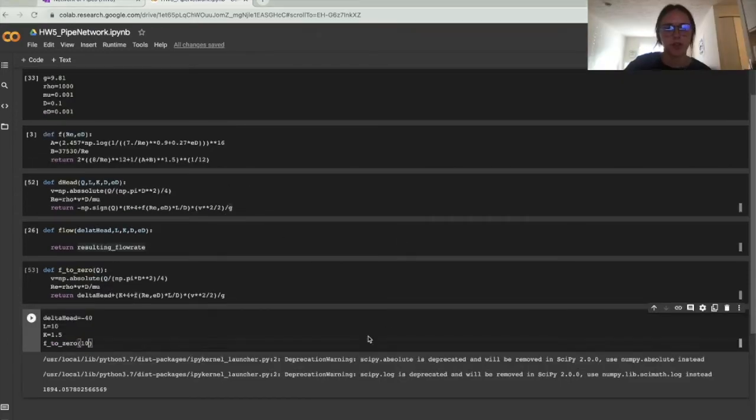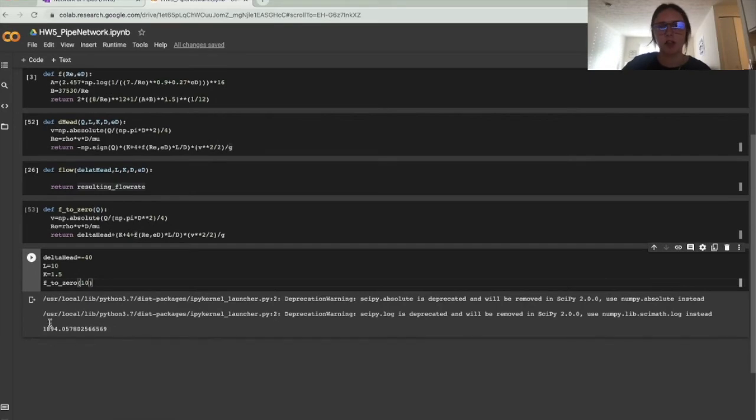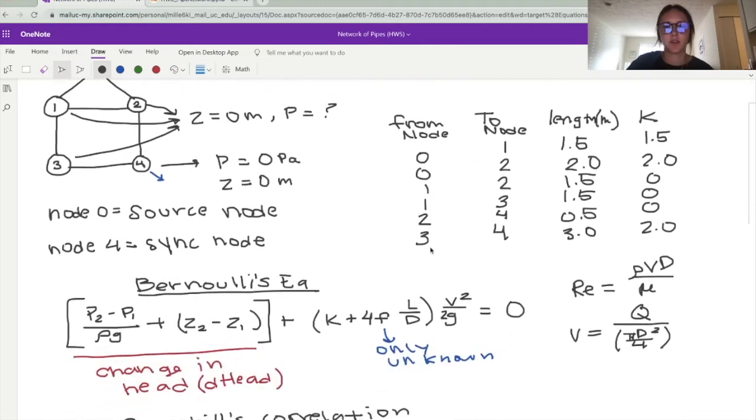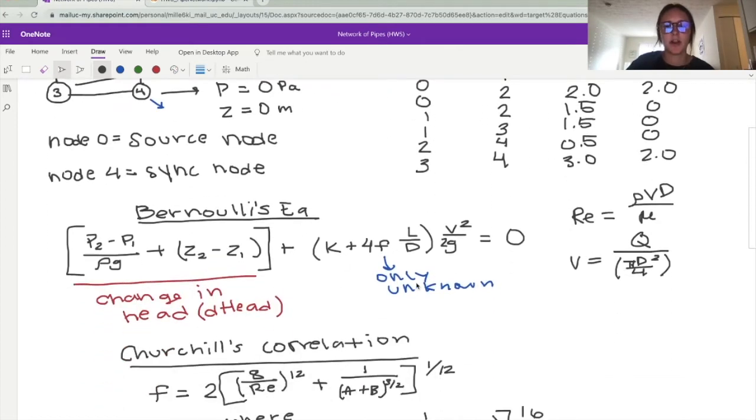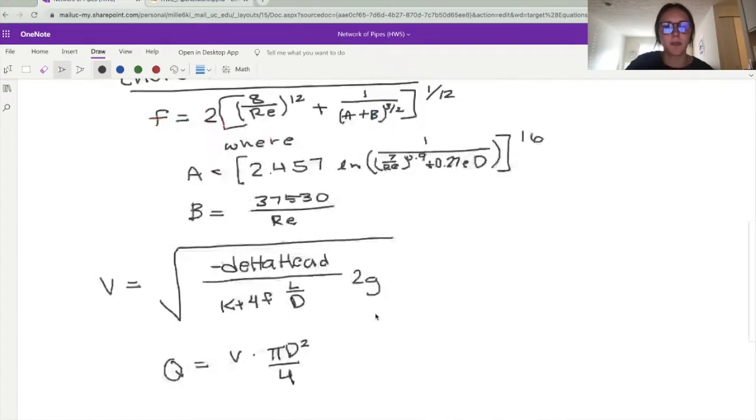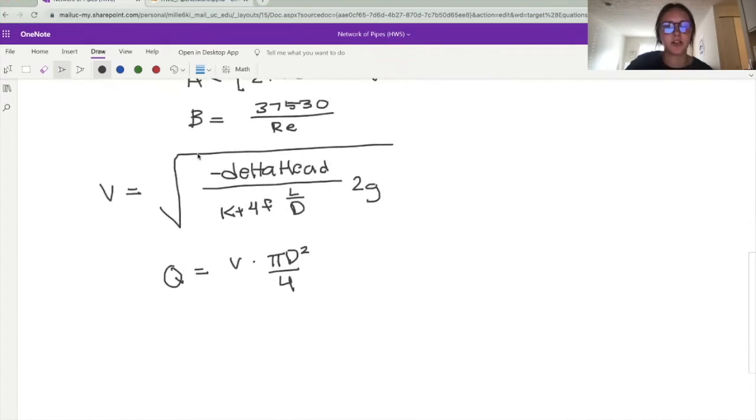Okay, so since we saw that this is not correct, we have to make our Q guess. What we're going to do for that, if we look at our Bernoulli's equation, is find how velocity and the flow rate relate. If we can take this equation and solve for the velocity, we can use that velocity and solve for Q. I wrote down the equation for V here, and we can multiply that by the area of the pipe.